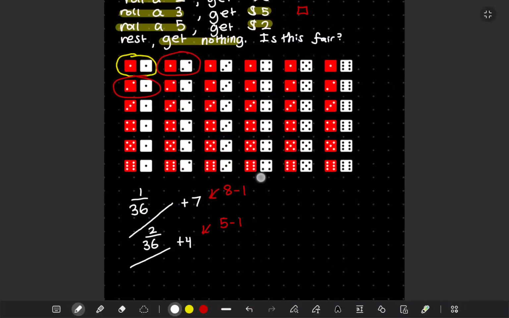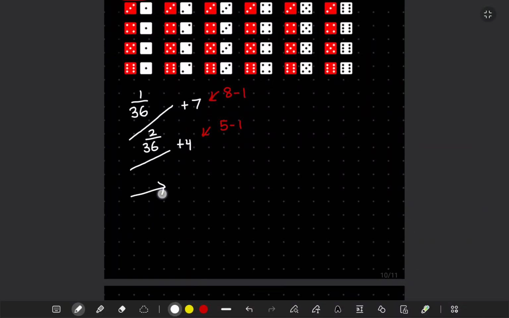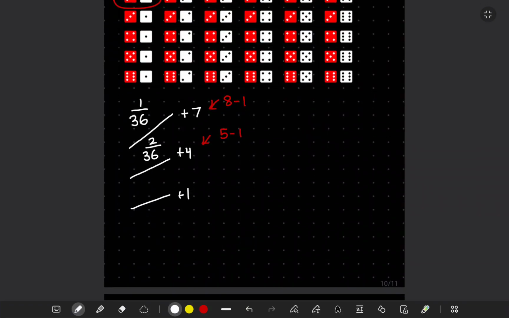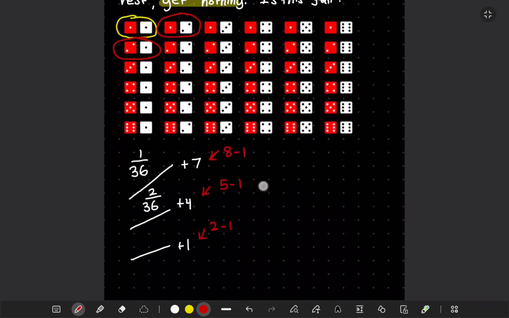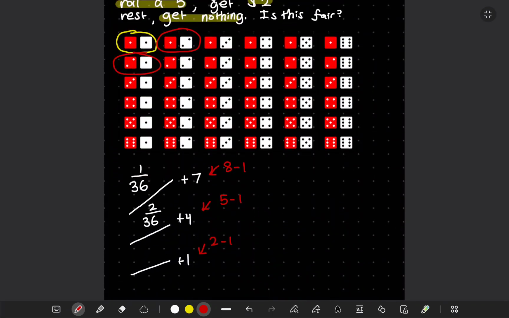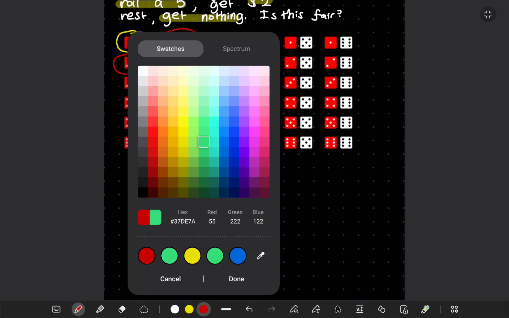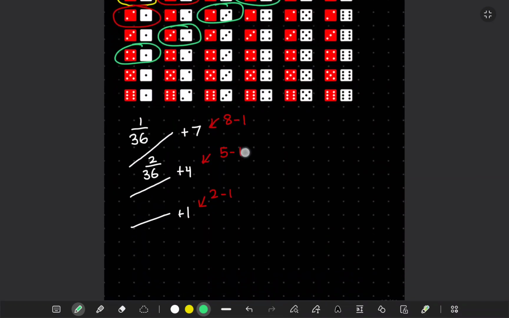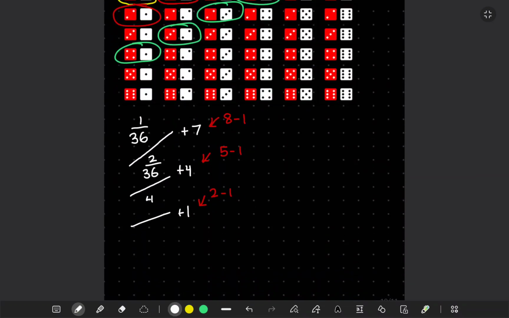If I roll a 5, I get $2. Okay, that's another branch. Because it's rolling a 5, and it says gets $2, I'm still up $1. That's because that's 2 minus 1. And then if I look, how do I get a 5? I get a 5 by, and I'm just going to circle this in green, for 5, I get 4, 1, 3, 2, 2, 3, 1, 4. So because of that, I notice that's 4 out of 36.